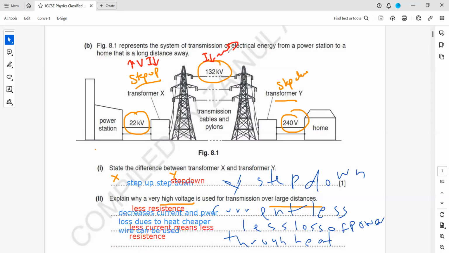And with a small current, we can use thin cables, because if I want a large current transmission, I need thick cables. When I use thin cable, we can also use cheaper pylons, which can hold the wire. Otherwise, if the wire is very heavy, then we need expensive pylons to carry those wires.